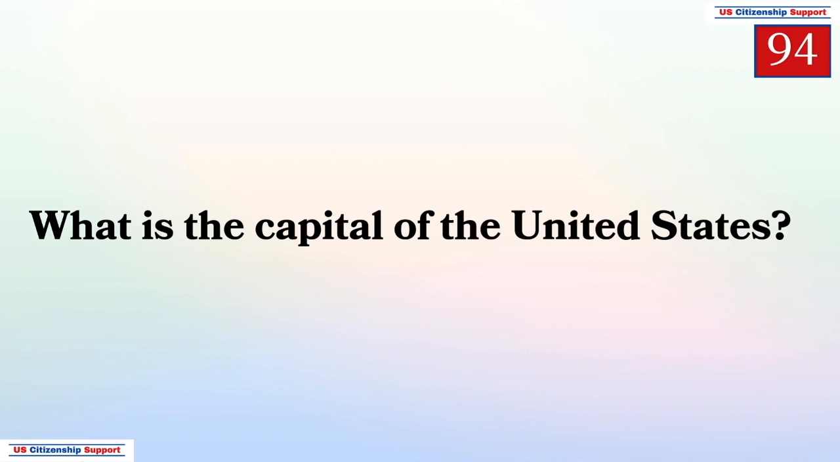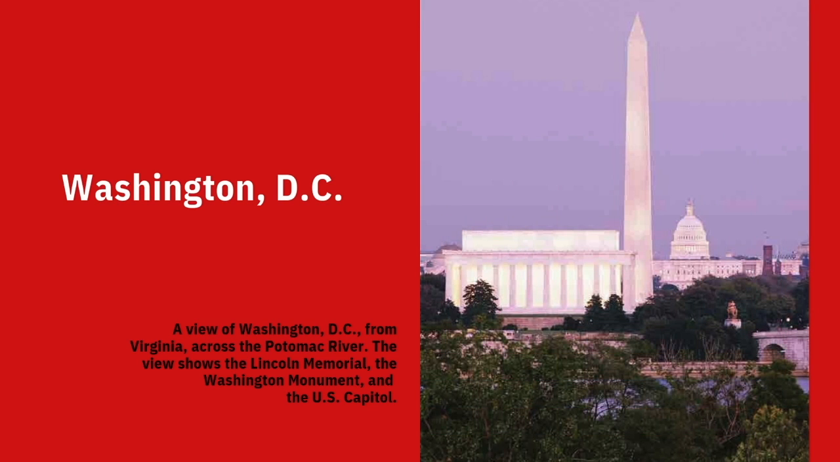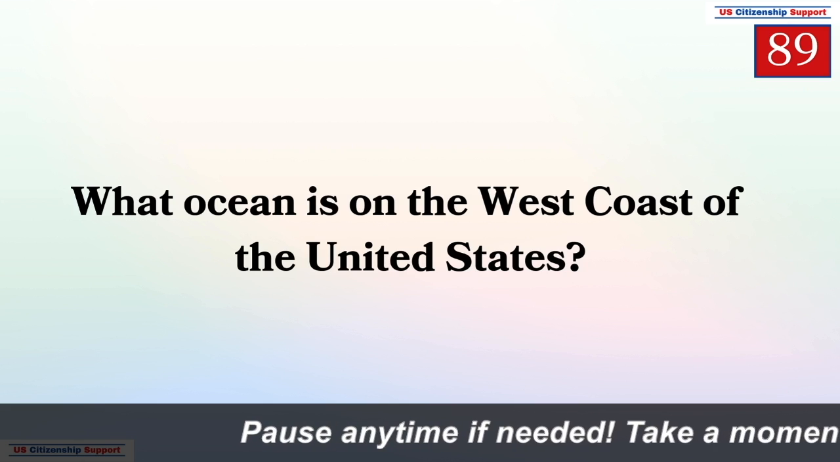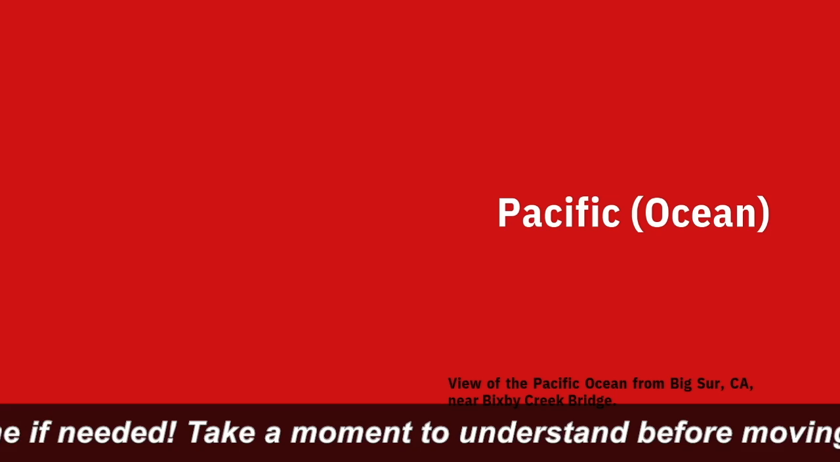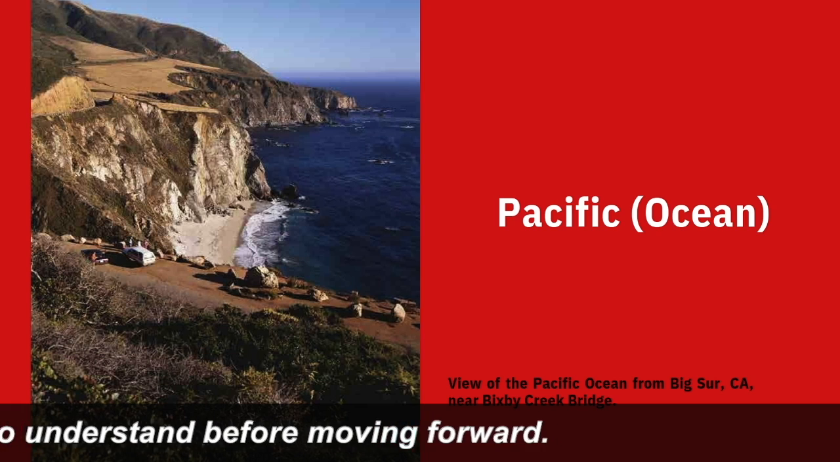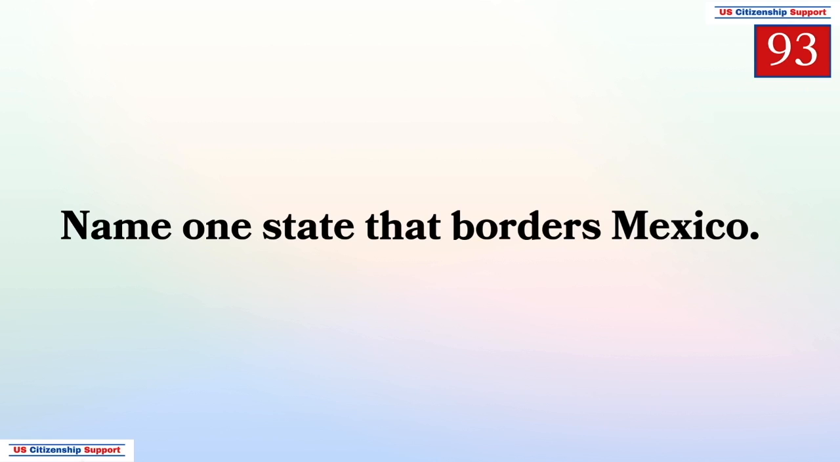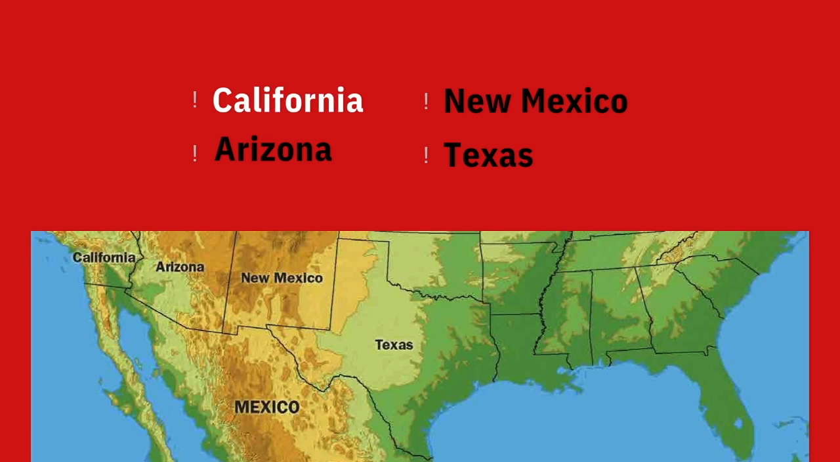What is the capital of the United States? Washington, D.C. What ocean is on the west coast of the United States? Pacific Ocean. Name one state that borders Mexico. California.